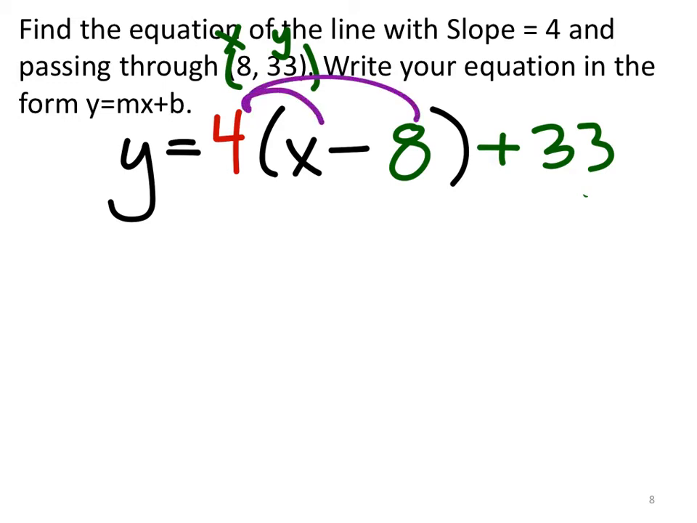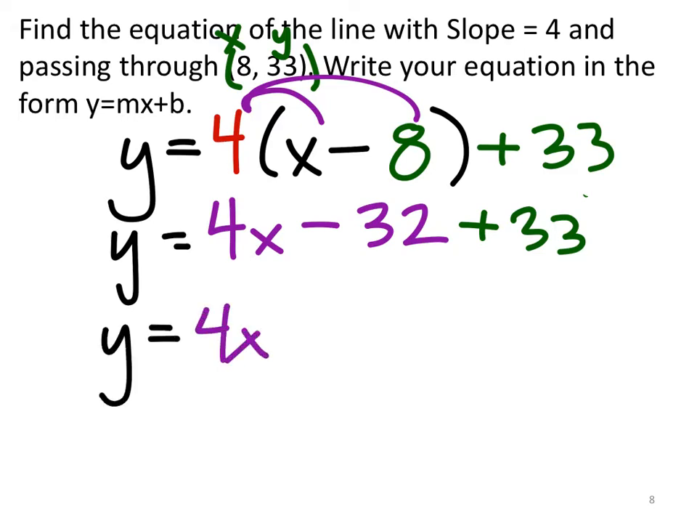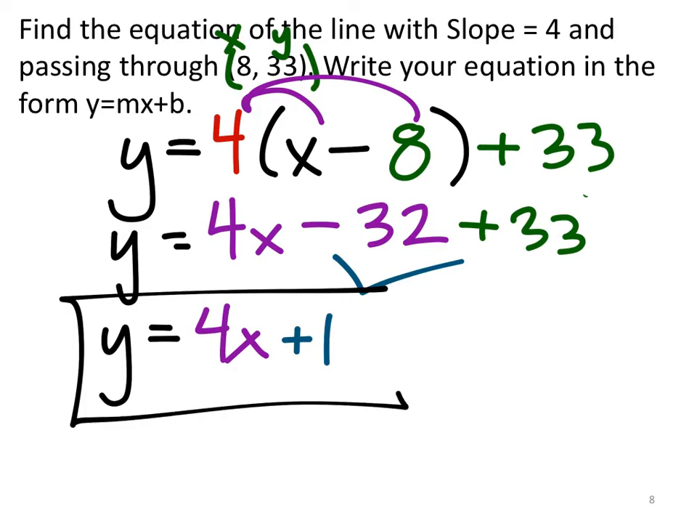So we'll distribute the 4 again. I mean, this process really isn't going to change ever. 4 times x is 4x. 4 times 8 is 32, so minus 32, plus that 33 right there. And y equals this stuff. So y equals 4x, but we'll combine our negative 32 plus 33, positive 1. And we did it.